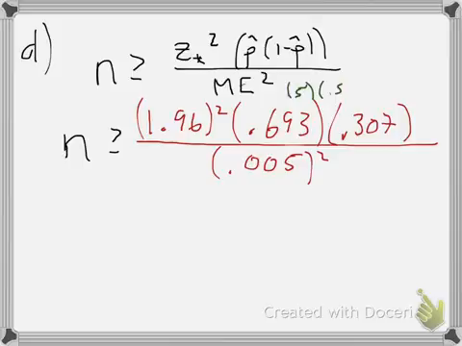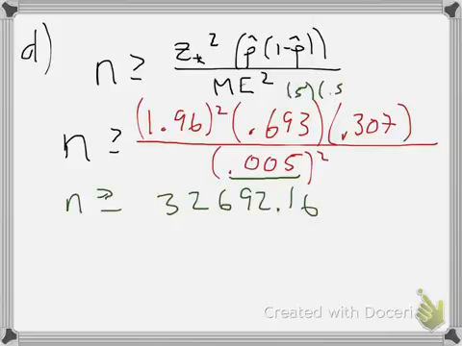And don't forget, with this 0.05%, we have to write that as a decimal. So it's not 0.05, it's 0.005 squared. So now we can take this fancy-dancy formula, put this in the calculator, and 0.005 squared, and I get 32692.16.